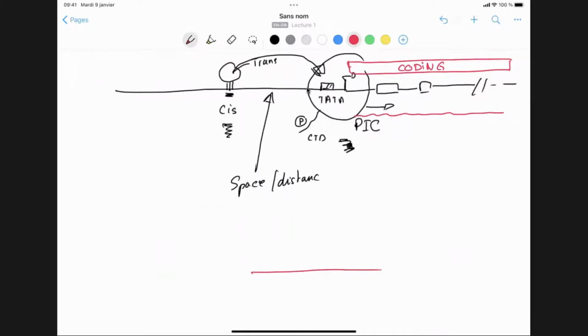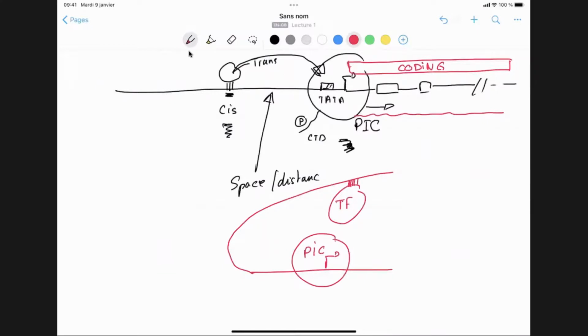So I will draw you another one. Here we've got the pre-initiation complex, but even if the cis regulatory element is very far away, this is the transcription factor, and this bit of DNA is completely flexible and can bend, so the transcription factor can interact with the C-terminal domain and phosphorylate. Do you understand what I mean or not?